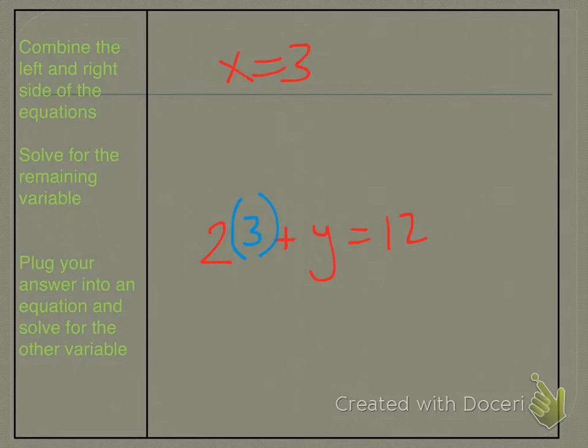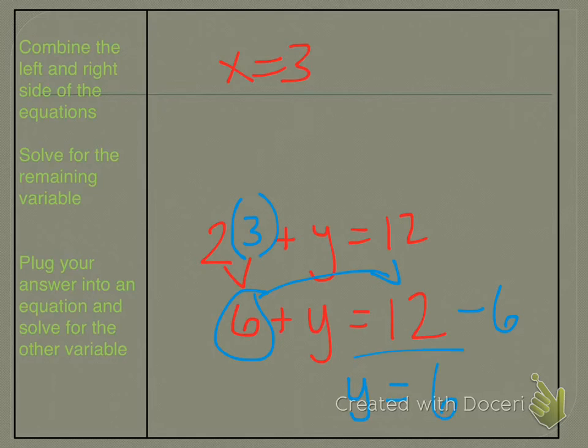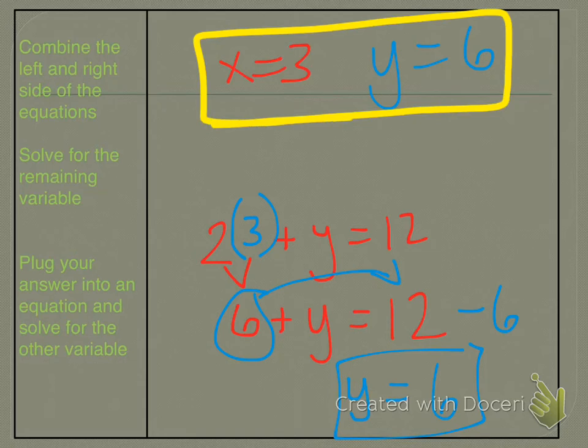Now I solve. 2 times 3 is 6. 6 plus y equals 12. If I do my other math that I know, I can cross this over. It becomes a minus 6. So y equals 6. So those are my answers. That will make both of those equations true.